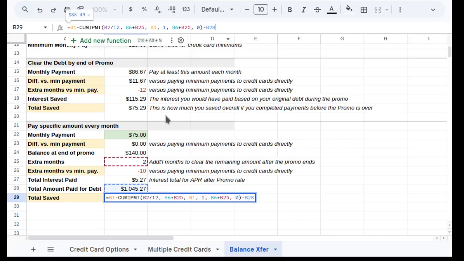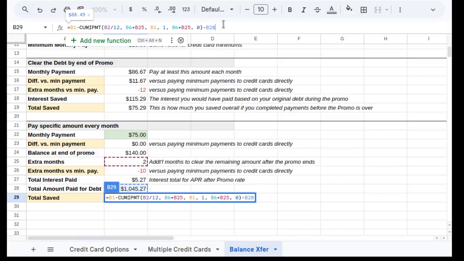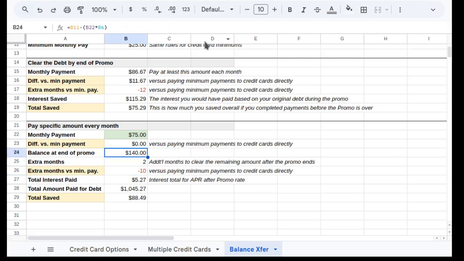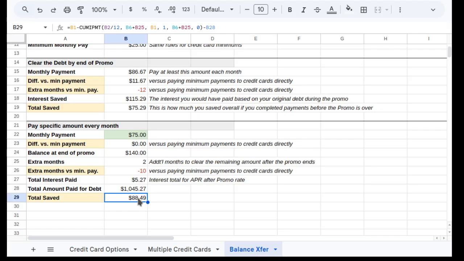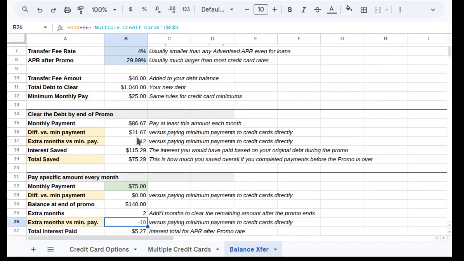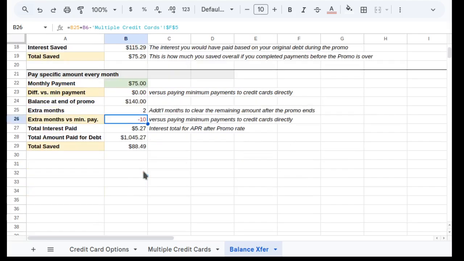Oh, it doesn't actually subtract the... I've got to add that in there. Oh, wait, no, because we already said that this was added in to your balance here. So I'm calculating it off of this. So you would have saved $88.49 by paying it off in 10 months versus paying the minimum, 10 months instead of paying towards the minimum of the credit cards themselves.